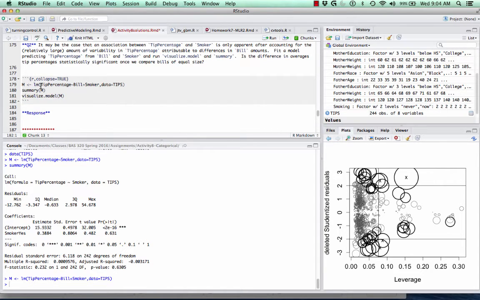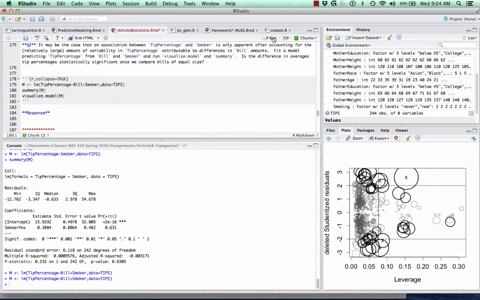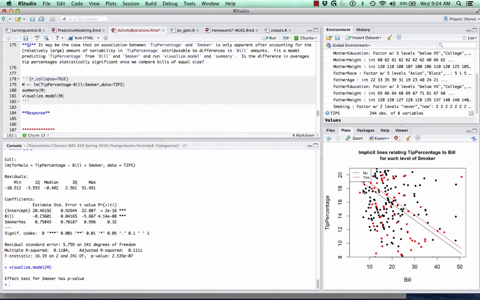Those lines will be parallel to one another, but they'll have different intercepts. All right, so here's the relationship between tip percentage and bill amount. It's negative. The higher the bill is, the smaller the tip percentage is on average here. And we do see a small vertical offset between the lines here. Smoking yes is the red line, smoking no is the black line.